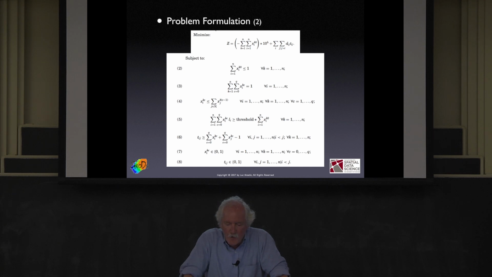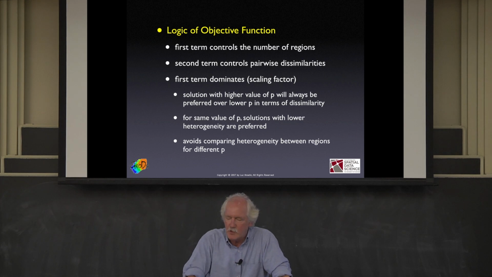And so now we take a look at these constraints, and let's see if I can remember them. So let me jump ahead and then I'll backtrack. So the logic of the objective function: the first term controls the number of regions. The second term controls the pairwise dissimilarities. And this weird log term is in there to make sure that a solution with a higher value of p will always be preferred over a lower p. That we know that in terms of dissimilarity, the higher the p, the better.